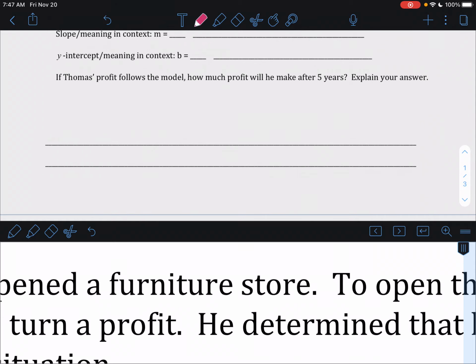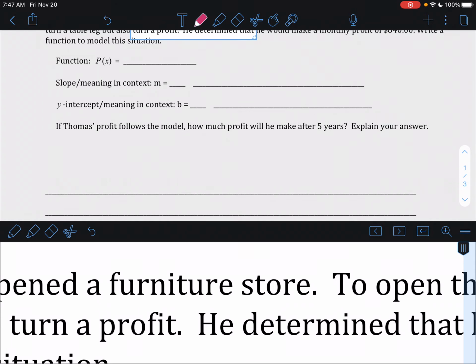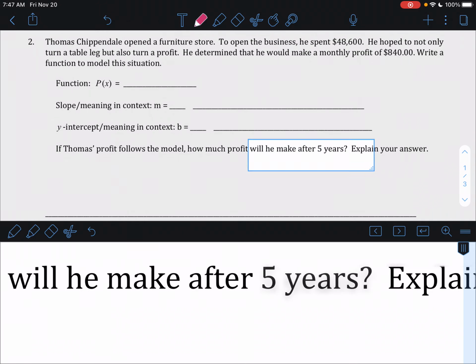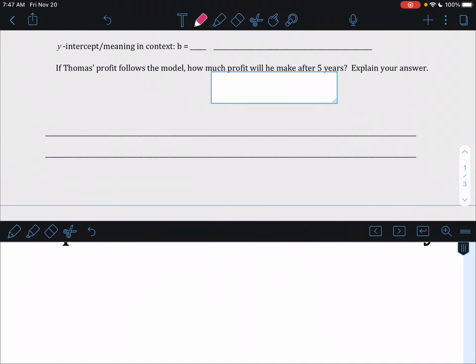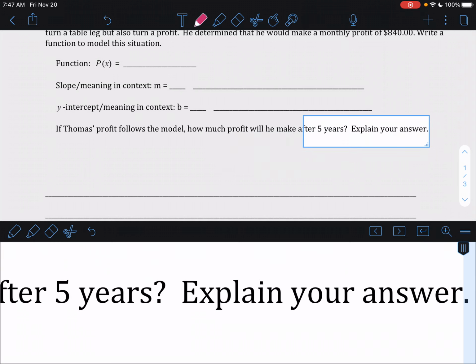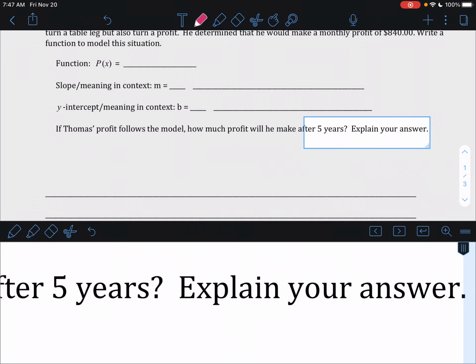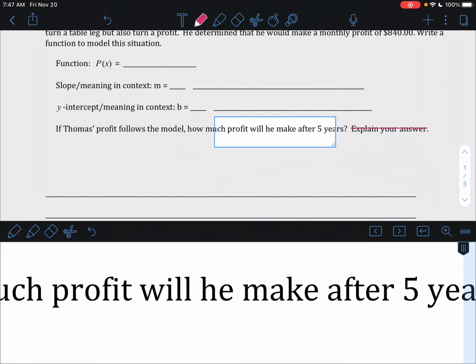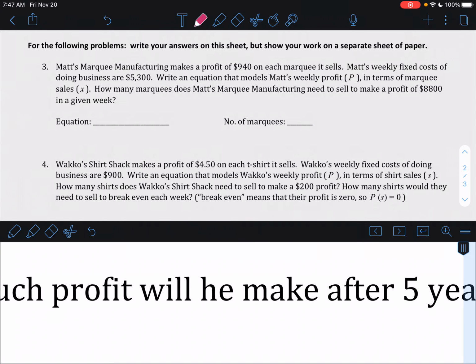Let's see. Number 2, it says if his profit follows the model, how much profit will he make after 5 years? So it also says explain your answer. You don't need to do that. I don't care about that. Oh, why did I do that? Yeah, and there's no like bonus problem with that one.